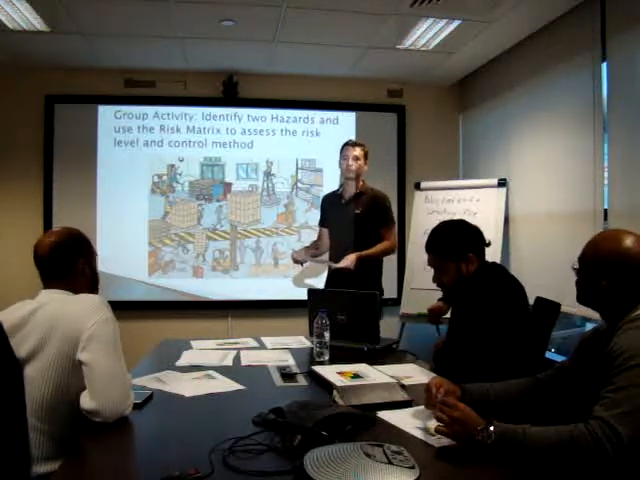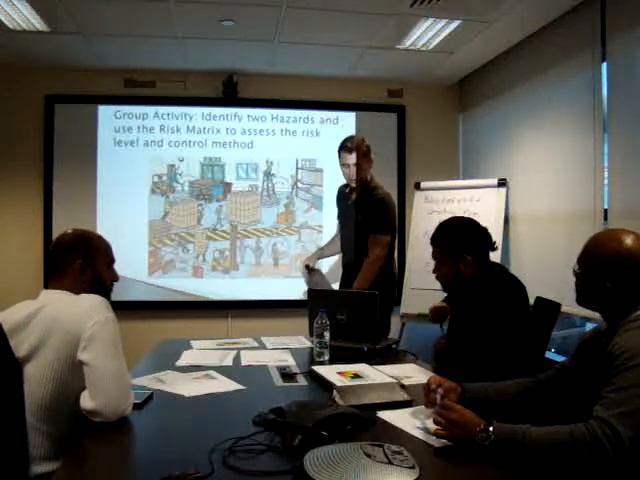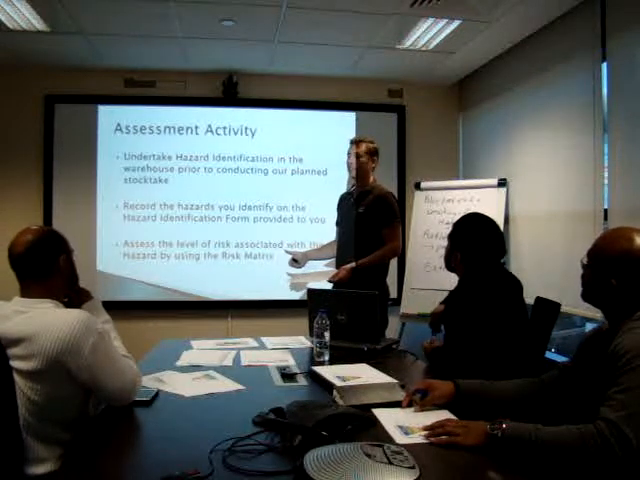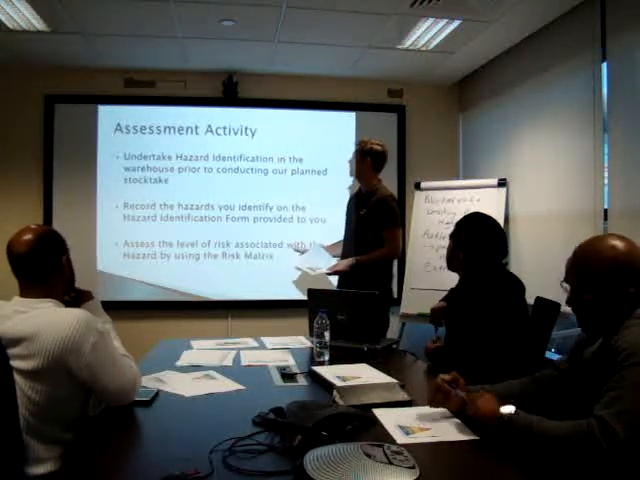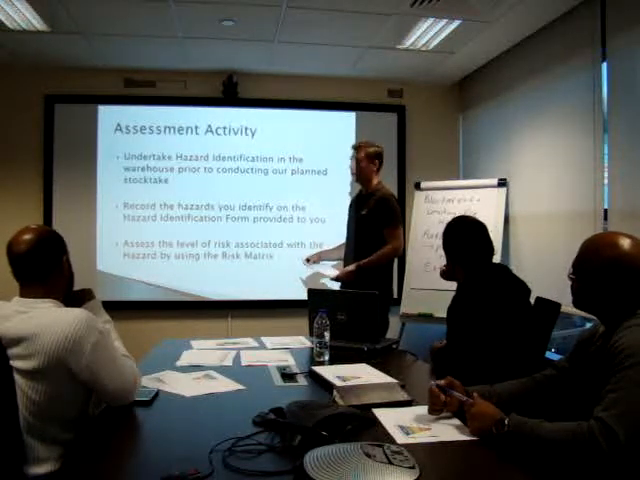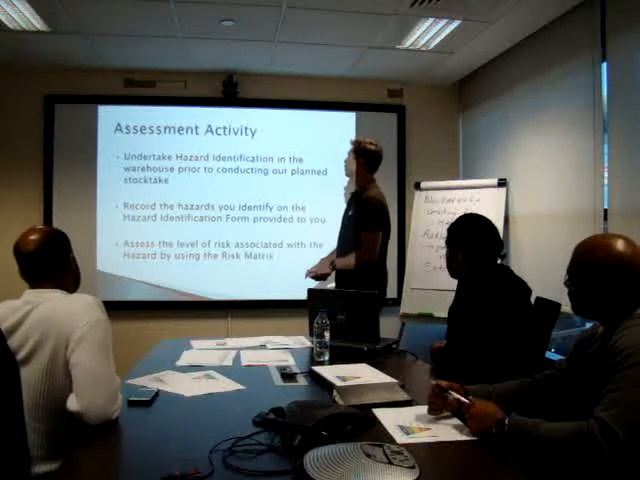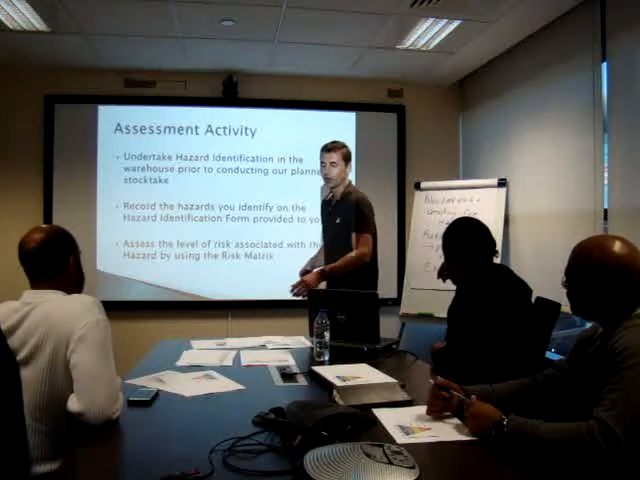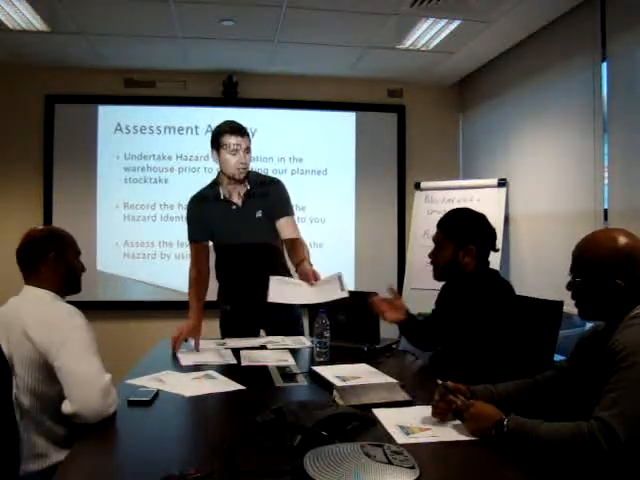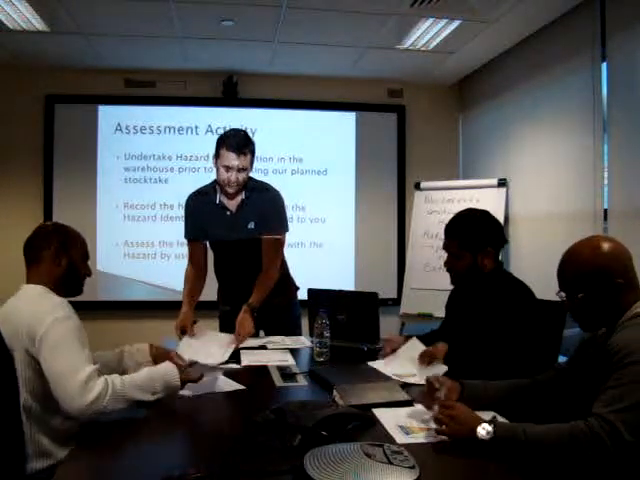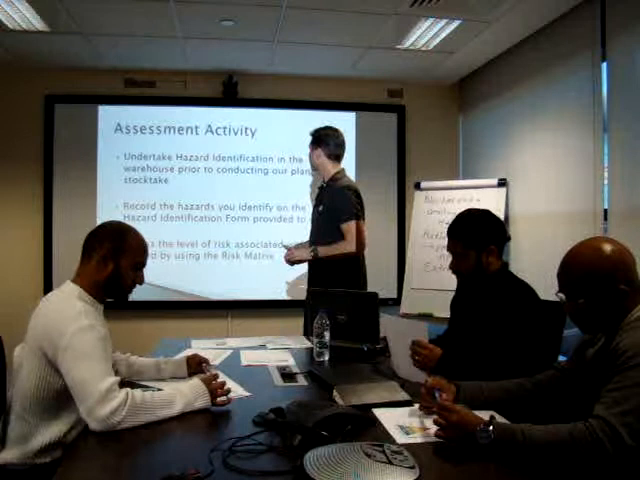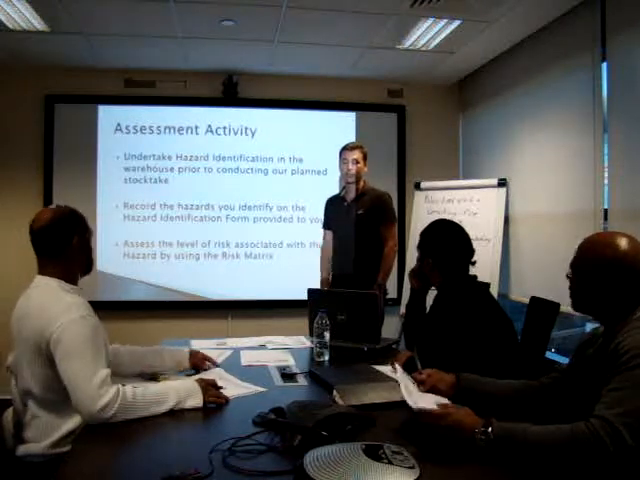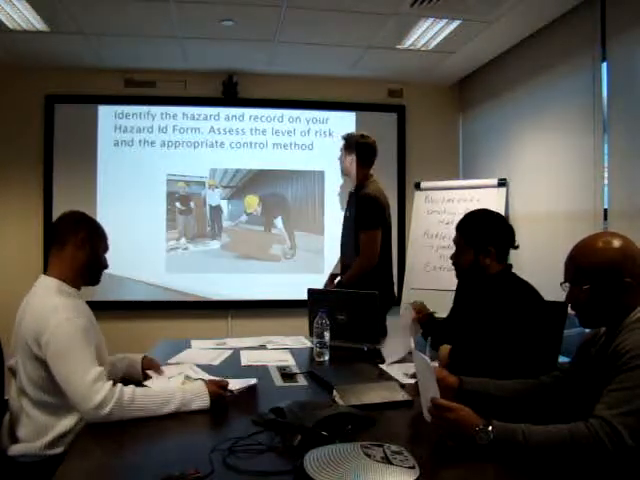Okay, that's great. You guys seem to have a good understanding of it, so very good. Let's move on. Now you're going to do your own one. We've got an assessment activity here where you're going to undertake hazard identification in the warehouse prior to conducting our planned stock take. You're going to record the hazards that you identify on the hazard identification form that I'm going to provide to you. So here's a hazard ID form. And you're going to assess the level of risk associated with the hazard by using the risk matrix that we all just used. We're going to start here.